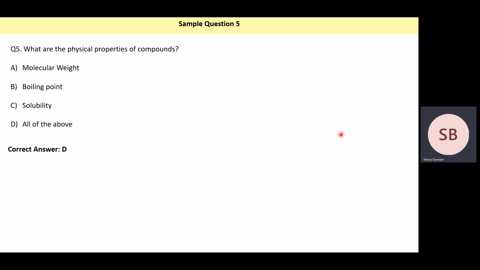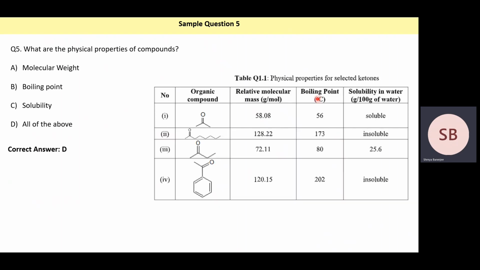So the correct answer is D, all of the above. As you can see, the physical properties of these ketones are listed, and molecular mass or weight falls within the category of physical properties. So does boiling point, and so does solubility in water. So clearly, molecular weight, boiling point, and solubility are all physical properties of compounds. So the correct answer is D, that is all of the above.